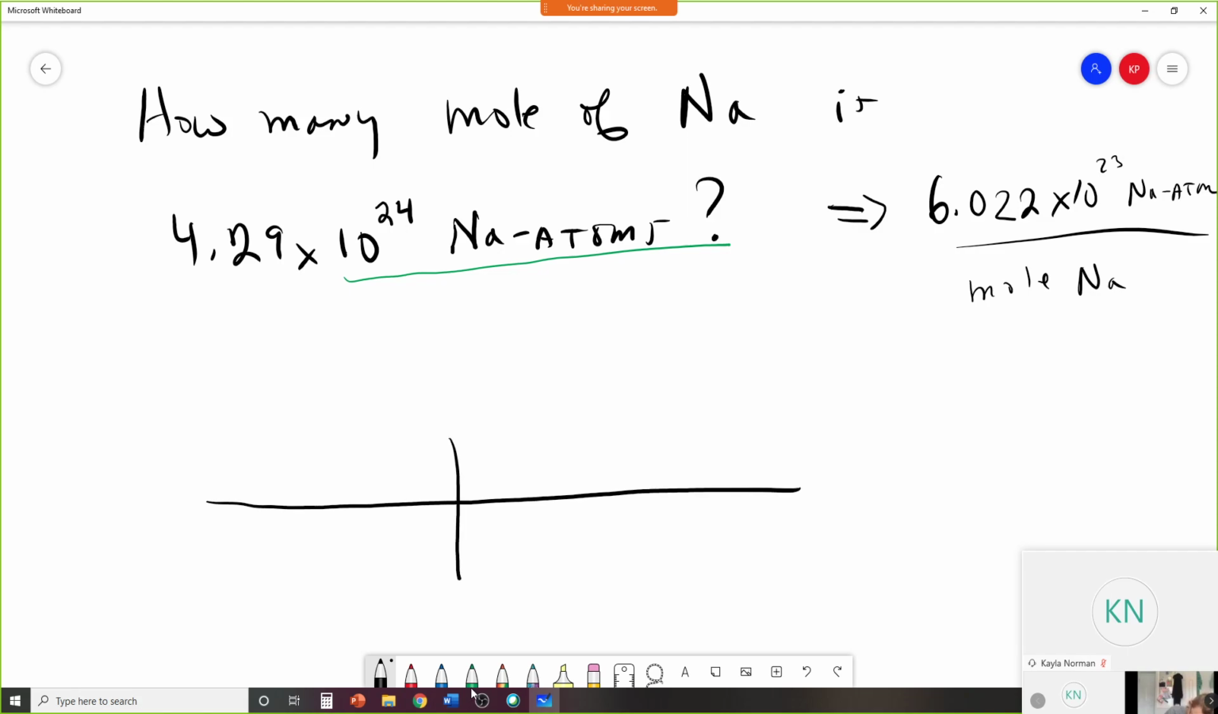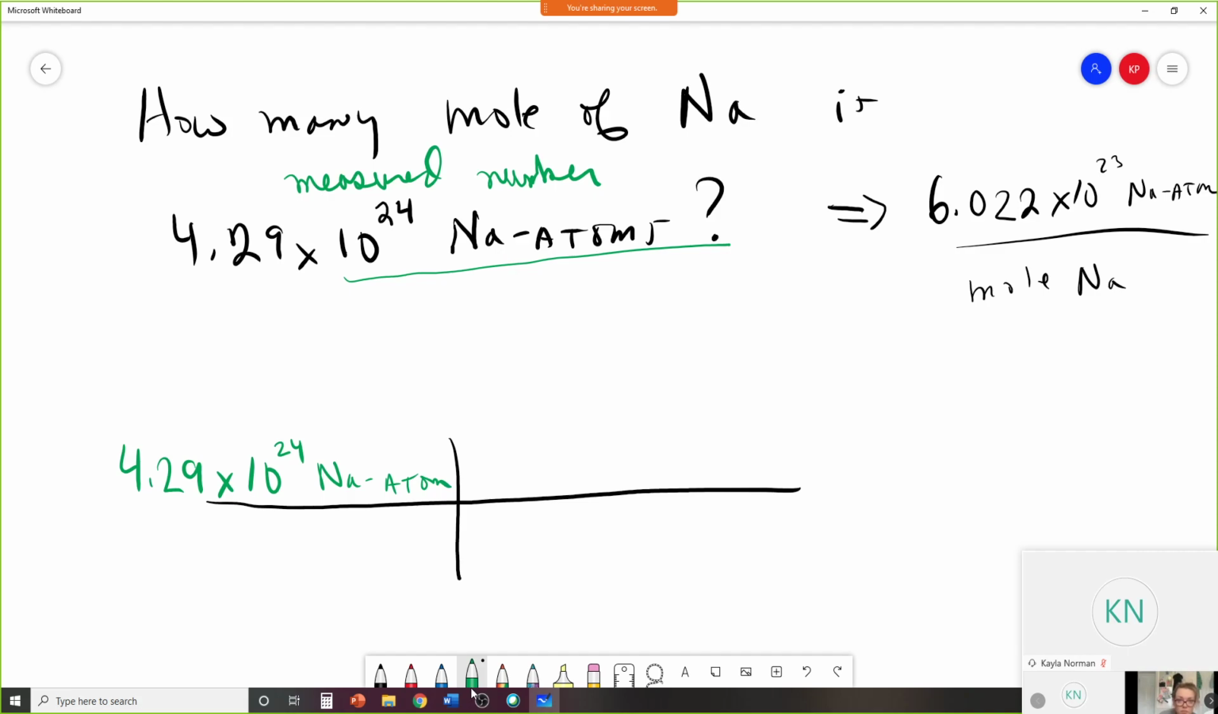Now, what's my measured number? This is my measured number. It's right here. So what do we do? We always start with our measured number. So I'm going to start with the measured number: 4.29 times 10 to the 24th sodium atoms.